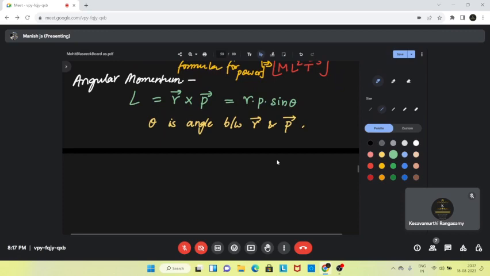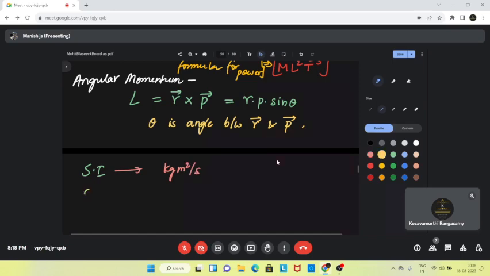Again, you can write down what is its unit, the SI unit for angular momentum. So what is the SI unit for this? R is nothing but meters. Momentum is mass into velocity, right? So kilograms meters per second times meter. So what do you get? You get kilograms meter square per second. So that is what you get, the SI unit.